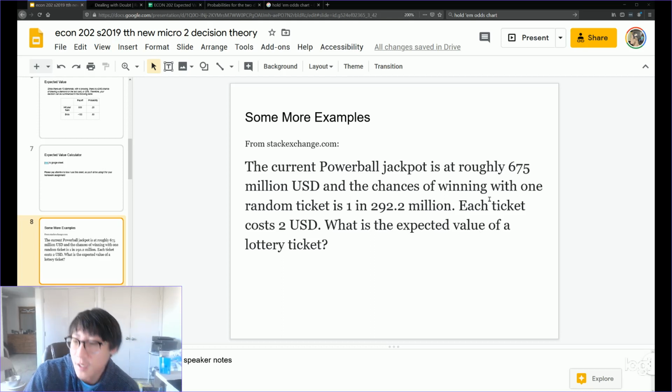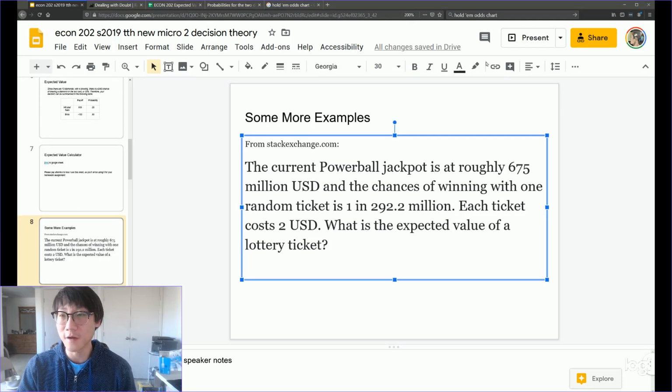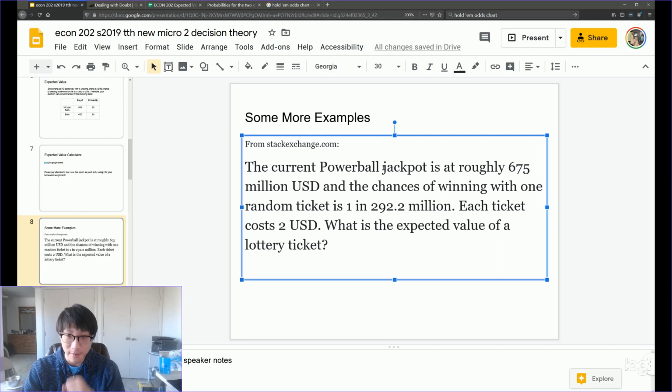Okay, so let's look at a couple of other examples of how to compute the expected value. The first one we're going to look at is the expected value of a lottery ticket. This is from a couple of years ago, and at that point the Powerball jackpot in the U.S. was 675 million U.S. dollars. The chances of winning with one random ticket was roughly 1 in 292 million. If each ticket costs $2, what is the expected value of a lottery ticket?